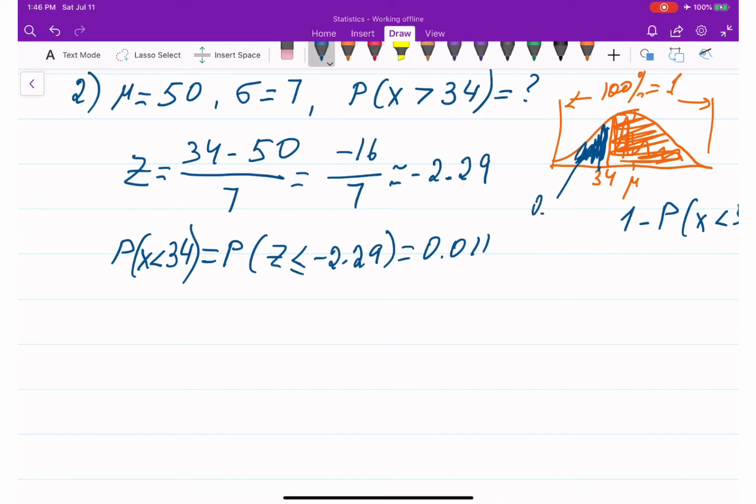Probability 0.011. So to find this orange area, we are going to do 1 minus 0.011, and we will get, how much will be? That's right, 0.989.